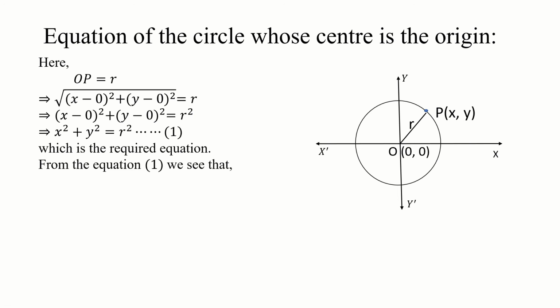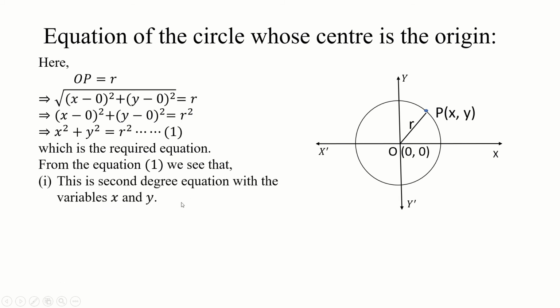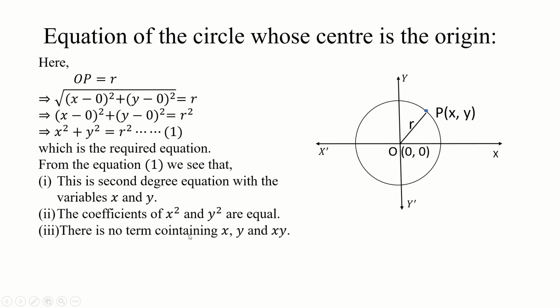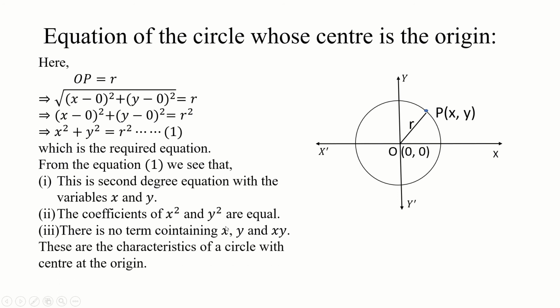From equation 1, we see that this is a second degree equation with the variables x and y. Here follow x square and y square, both are variable, and r is fixed, that means r is the radius. Second condition, the coefficients of x square and y square are equal. Here the coefficient of x square is equal to 1, also the coefficient of y square is equal to 1. Third, there is no term containing x, y and xy. These are the characteristics of a circle centered at the origin.